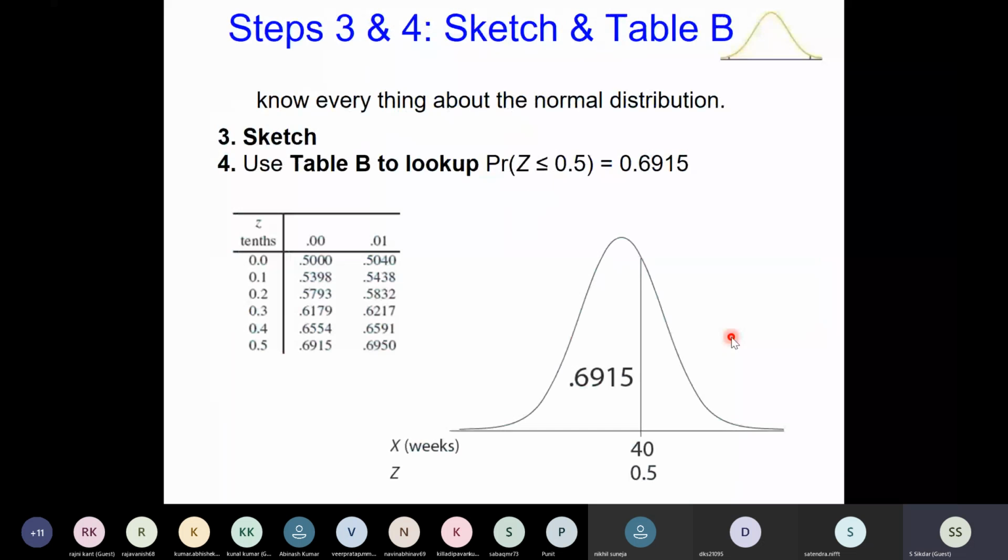Here is another example. For 0.5, if anybody doesn't say anything about the second decimal position, you have to stop here at 0.500, so 0.6915. So here you just look at 0.5, and whatever value you get is the area under this curve on this left side.